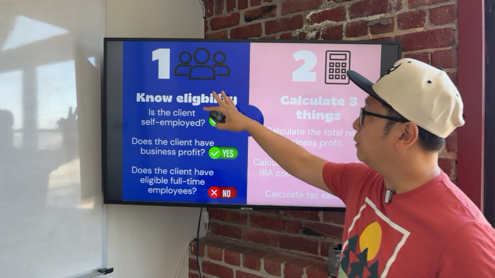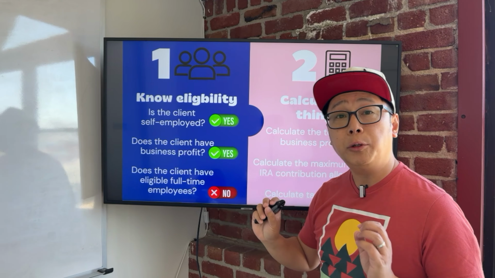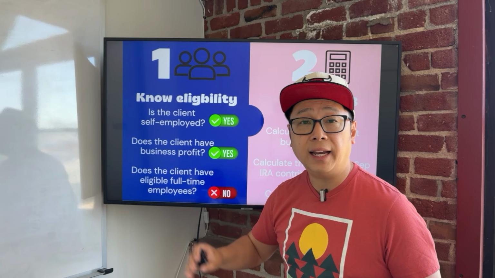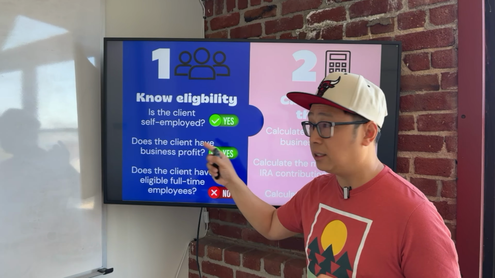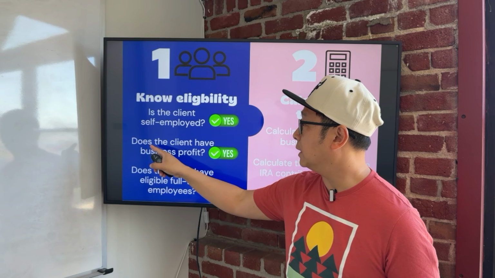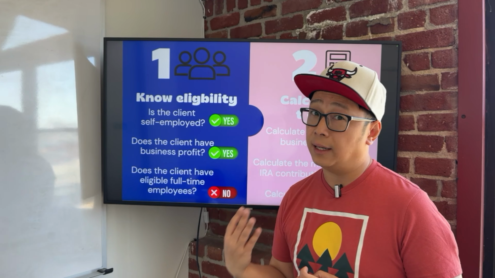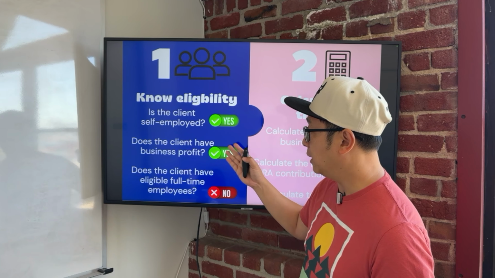The first thing we want to do is know their eligibility. We want to make sure we get a yes, yes, no. The first question is: is the client self-employed? If that's a yes, then that's good, and we move on to the next question. Does the client have business profits? Remember, we want a yes, because a SEP IRA is only allowed on business profits.